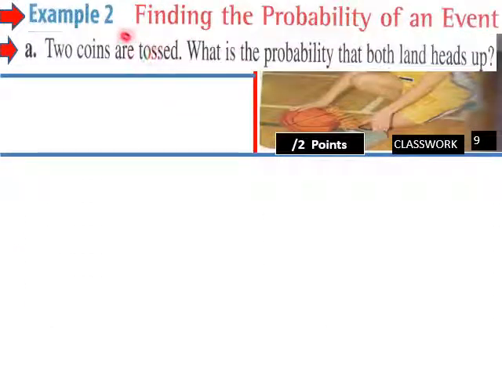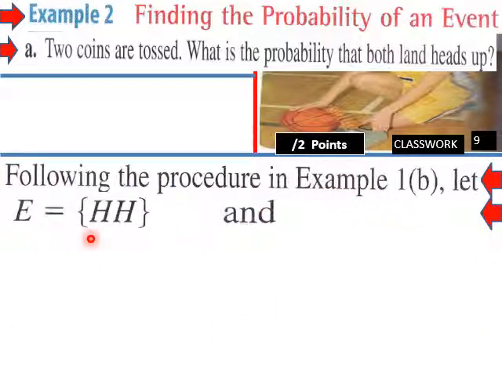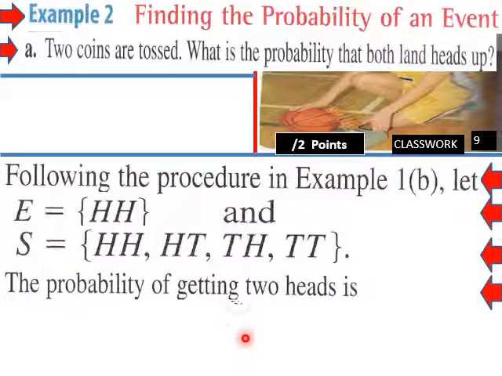Finding the probability of an event. Two coins are tossed. What is the probability that both land heads up? Following the procedure in Example 1b, let E here be HH. That would be our situation. In our sample space, we have 4 different possibilities.